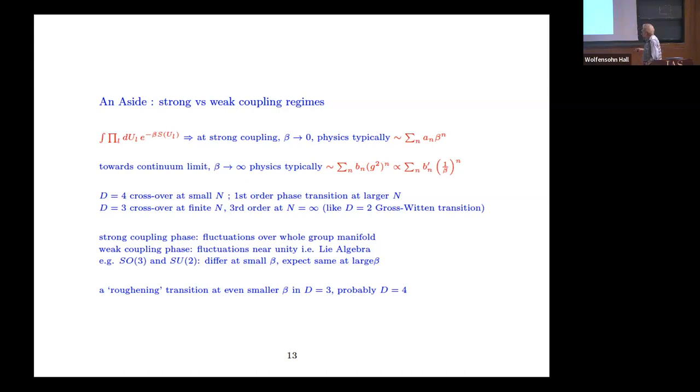So in 2+1 dimensions, this transition is very similar to the D equals 2 theory, but D equals 4 is somewhat different.